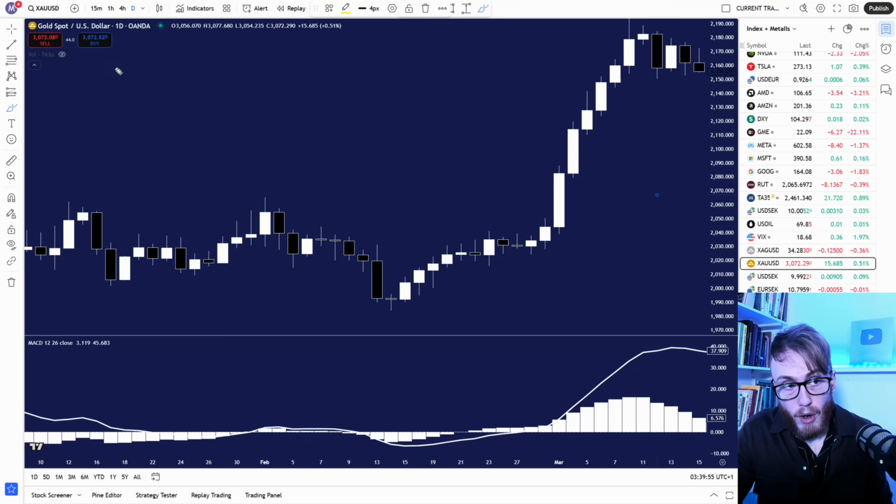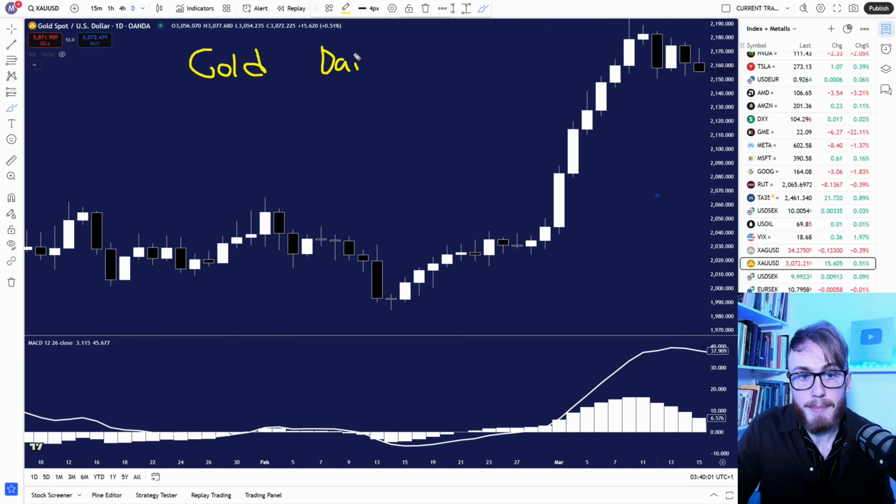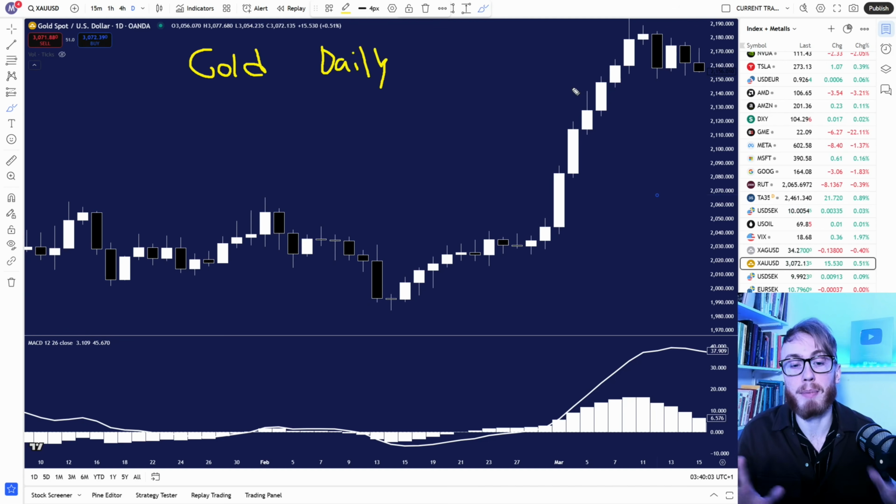Alright, so now we are in TradingView. We are right now looking at a gold chart, actually, on the daily time frame. So every candlestick here represents 1 day.